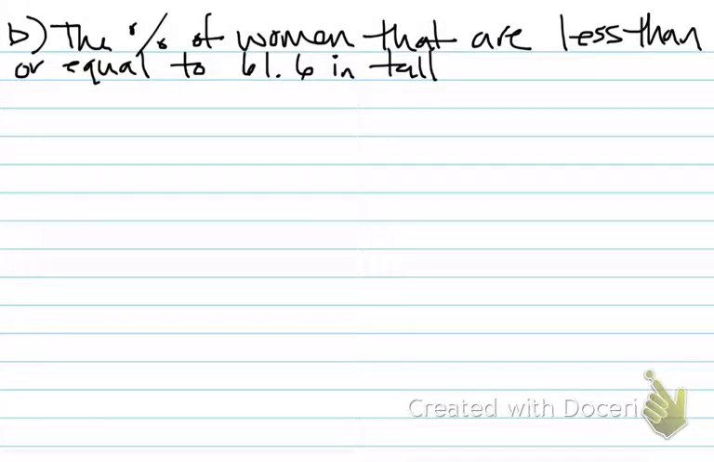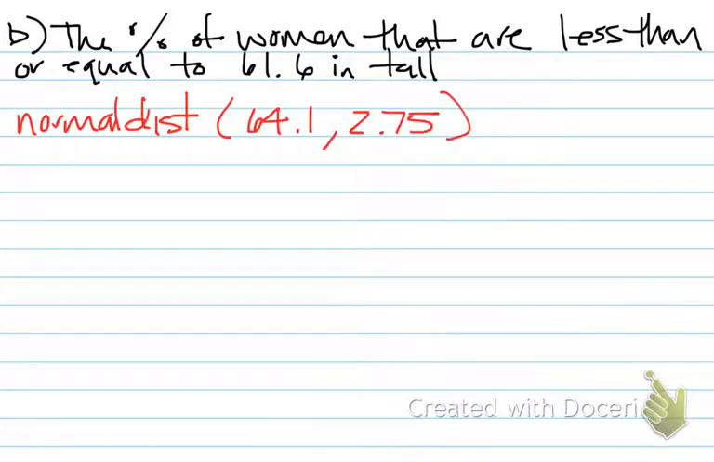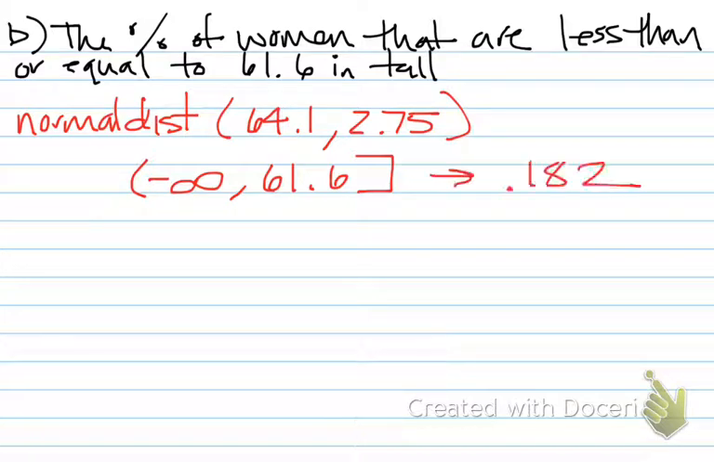And lastly, the percent of women that are less than or equal to 61.6 inches tall: normal distribution, mean, standard deviation, less than or equal to 61.6. That would give us a left boundary of negative infinity and a right boundary of 61.6. That brings back a probability of 0.182, which corresponds to a percentage of 18.2%.